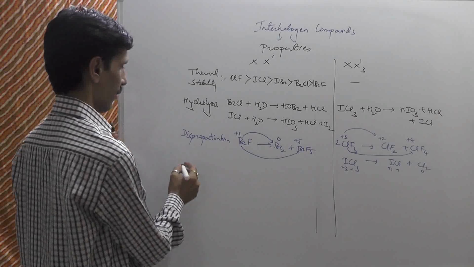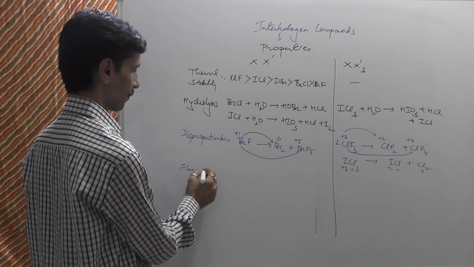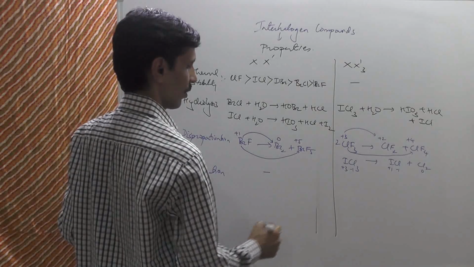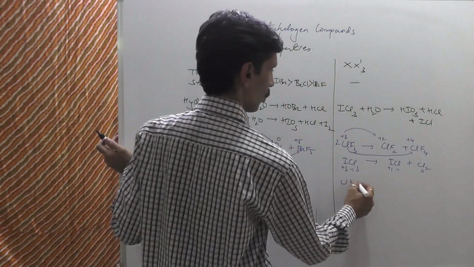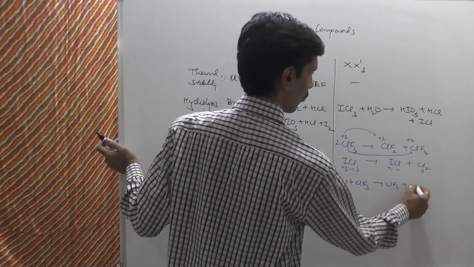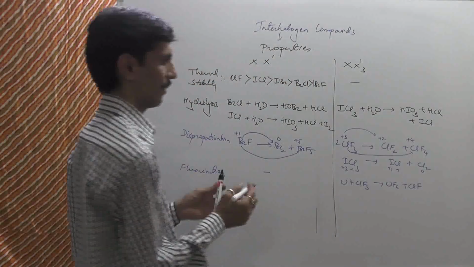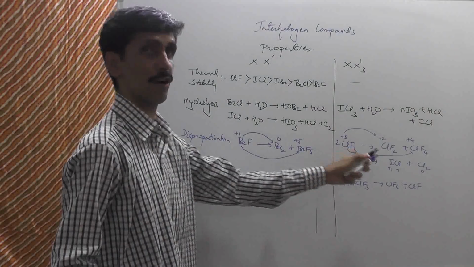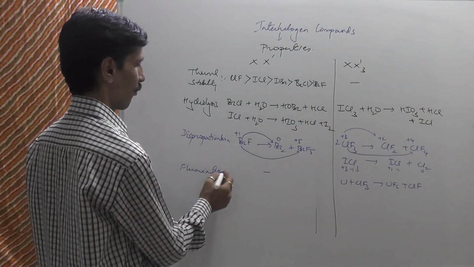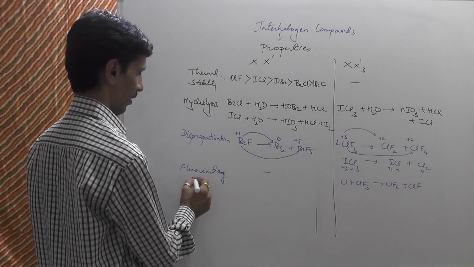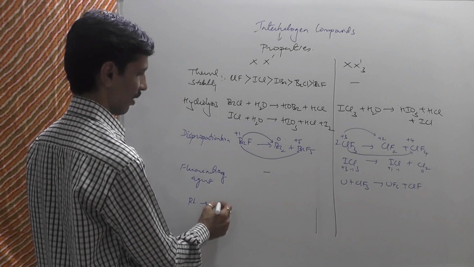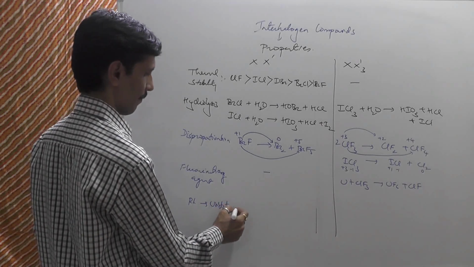Then we talk about fluorination. The 1:1 compound doesn't have a tendency to undergo fluorination, but U plus ClF3, yes, we get UF6 plus ClF. Okay, this is possible. So uranium is being converted into a corresponding fluoride, and therefore we say that it is behaving as a fluorinating agent. Next is reaction with unsaturated hydrocarbon.